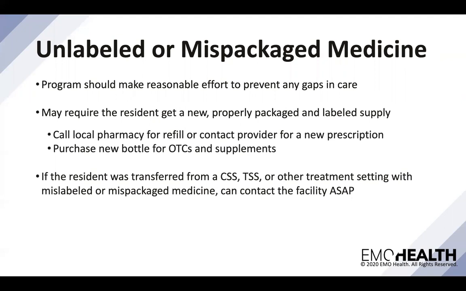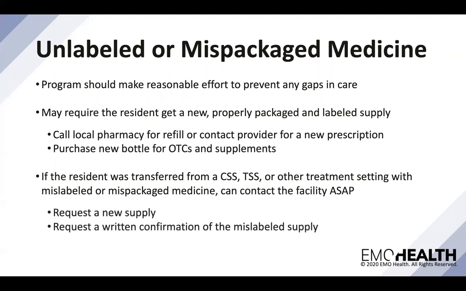Now, if the resident was transferred from a CSS, a TSS, or another treatment setting with a mislabeled or mispackaged medication, you can contact the facility. I recommend doing that as soon as possible. You can either request a new supply. If they had a prescriber there on site that prescribed that medication, you can ask them to send a new prescription to a local pharmacy so it can be properly dispensed with the proper labeling. Of course, the practitioner is not required to do that, but you can request a new supply. You could also request, as a last resort, to get a written confirmation of the mislabeled supply.